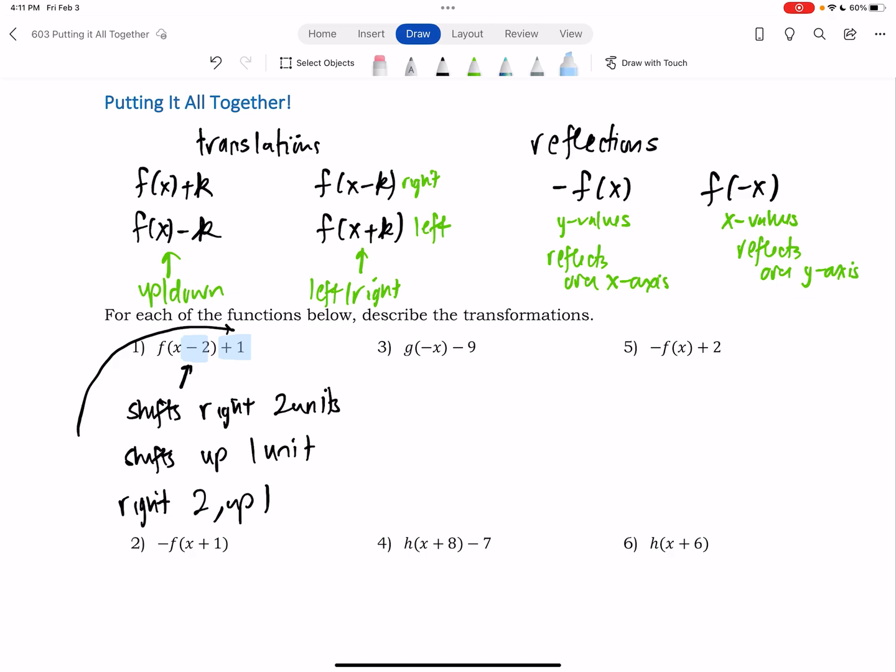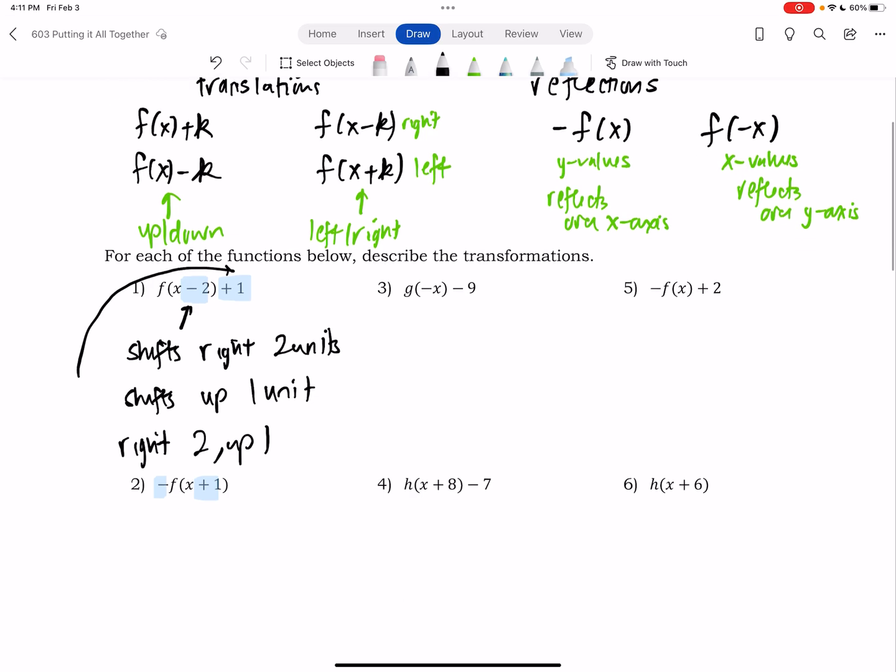Okay, in the second example, I have this negative on the outside and this +1 on the inside. When you're thinking about which order you do these in, you want to work your way from outside in, sort of follow those order of operations. So I have this +1 on the inside, that goes left 1, and this minus on the outside, that changes all of the y values. So this is a reflect over the x-axis.